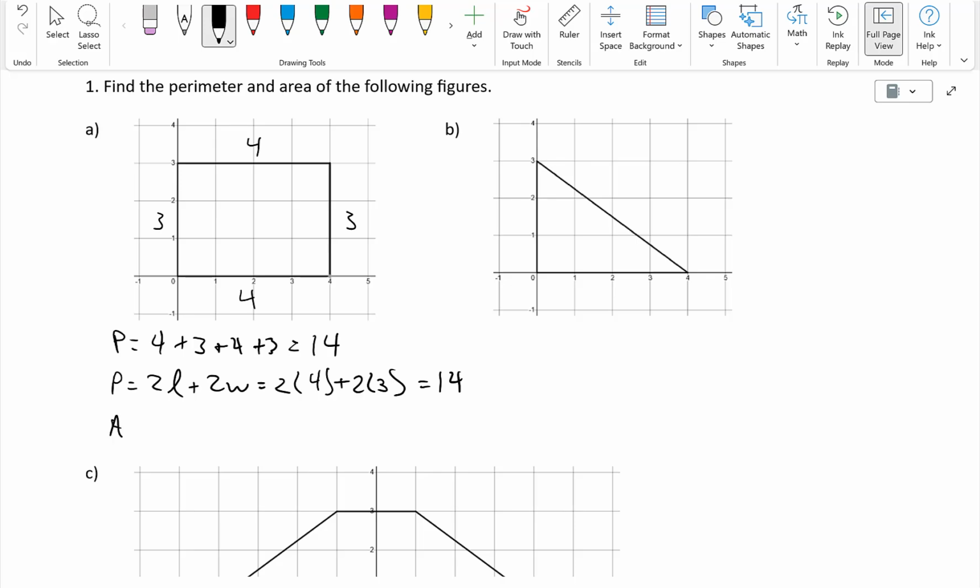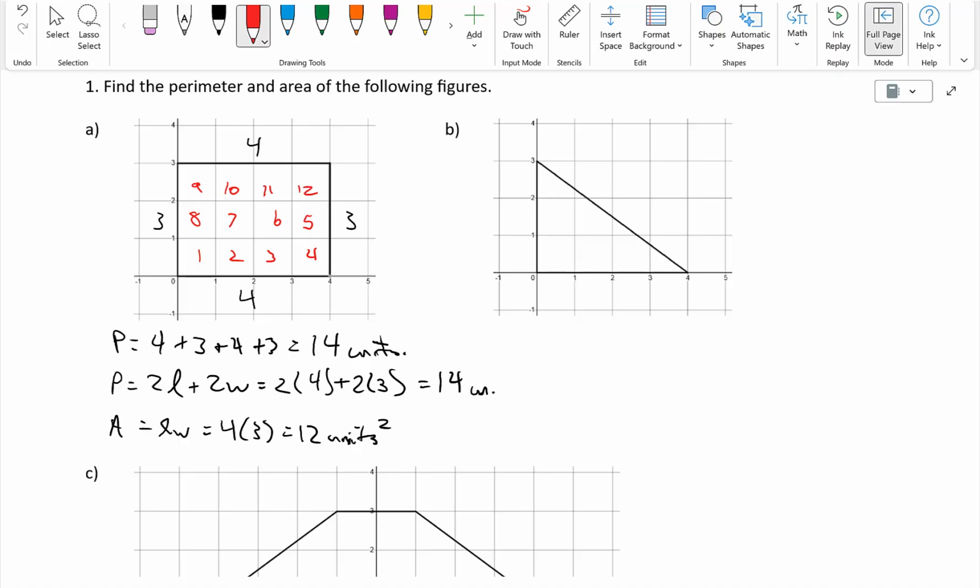For the area, I put it on the grid just so we can see where it comes from. But we do know it's length times width for a rectangle, which is going to give us 4 times 3, or 12 units squared. We went by ones in both the X and Y directions, so that's 1, 2, 3, 4, 5, 6, 7, 8, 9, 10, 11, 12 square units there.